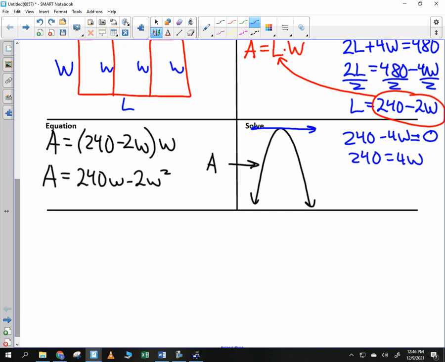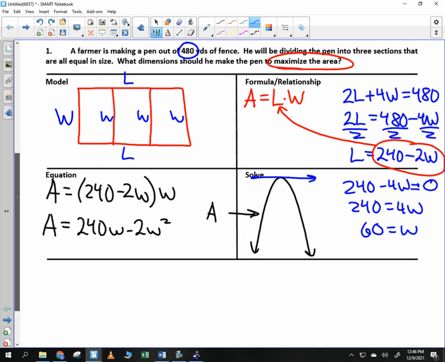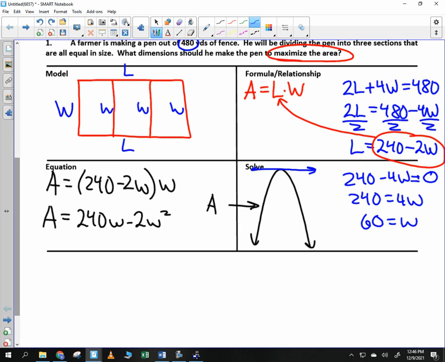240 equals 4W. W is 60. What does W represent in our problem? Width. The question is asking to maximize the area, but it's asking us to find the dimensions. So it's not actually asking for the actual area. It's asking for the dimensions. So the width is going to be equal to 60. Is there something up here that tells me L equals so I could find the length? Yeah, in my previous work, I have L is equal to this. So when I plug 60 into 240 minus 2W, 2 times 60 is 120, and 240 minus 120 is 120.